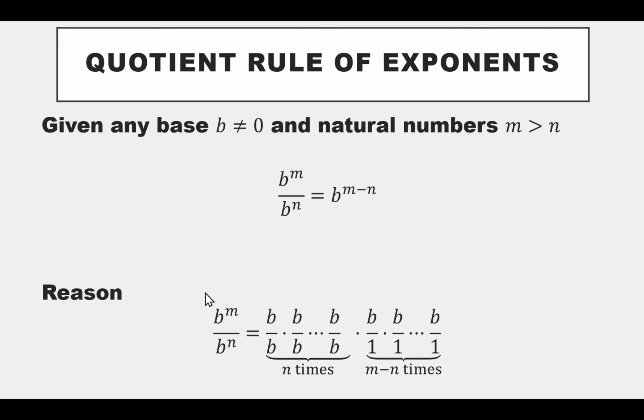Now, the reason for that is that there's going to be m copies of b on the top and only n copies of b on the bottom. You can put the rest of the b's over 1, but every b over b will get canceled and just become the numerical value of 1. So we get 1 times 1, and so on and so forth times 1, and then we get a bunch of b's. So we get n times where they cancel each other out, and the leftovers will be m minus n. And so that's just b to the m minus n power.